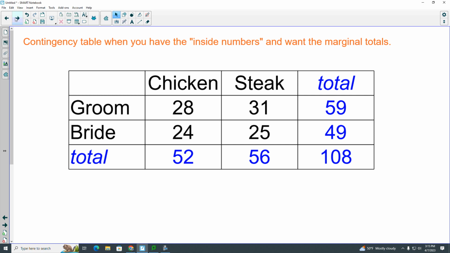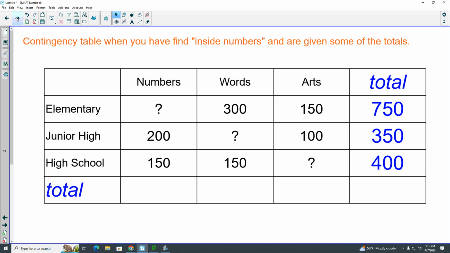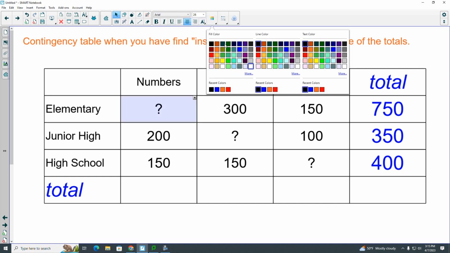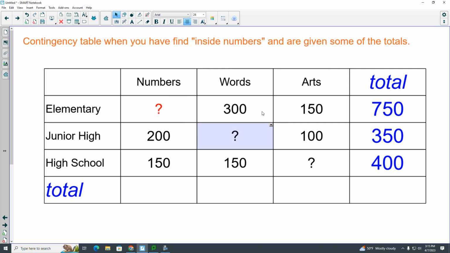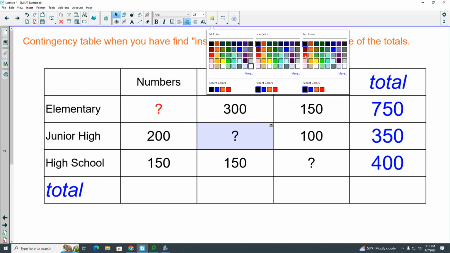We don't always have to find those total columns. Sometimes we're after inside numbers as well. So let's take a look at the last example here. So in this example, they give us one of the margins. They don't give us the other one, and they don't give us the grand total. And they've got some question marks in here. So I have to be able to go back and kind of find all of these things. So I'm going to change that to red since I'm going to be finding those numbers.